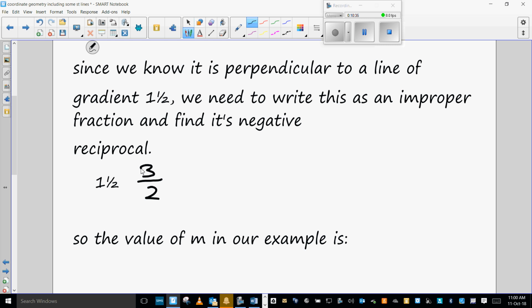So the value of n in our example has to be its negative reciprocal. Why are we looking for the negative reciprocal, Kirsty?